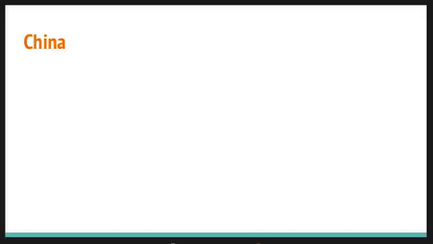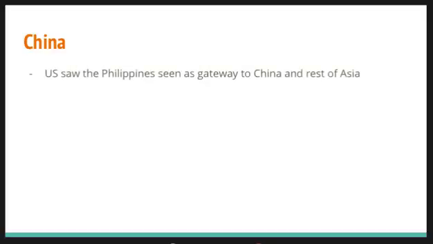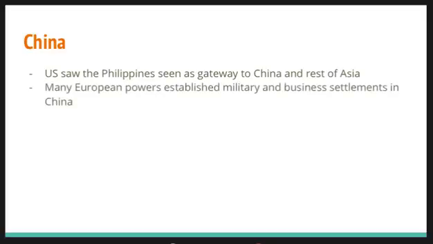Now we're going to take a look at China. The United States had seen the Philippines as a gateway to China and the rest of Asia because the Philippines are so close to China and Japan. Many European powers had already established military and business settlements in China during this time, and the Chinese government couldn't really resist this. They were too weak to resist. In fact, they were so weak, they were nicknamed the sick man of Asia.